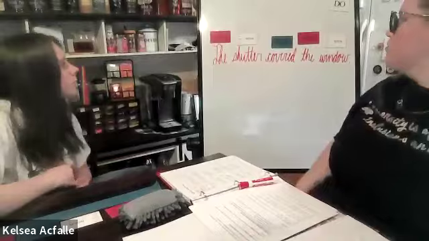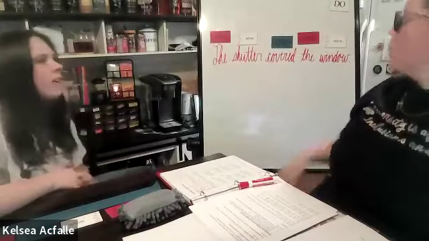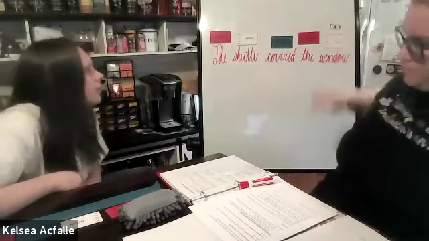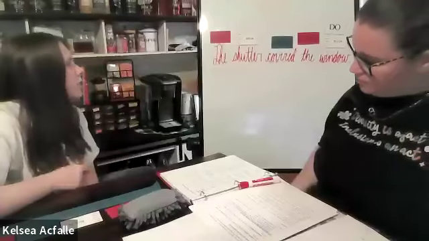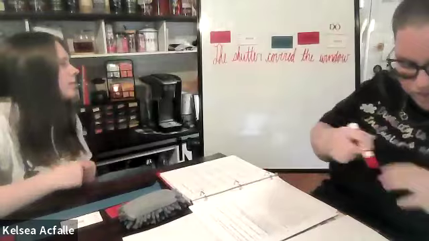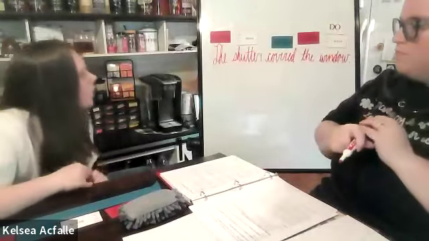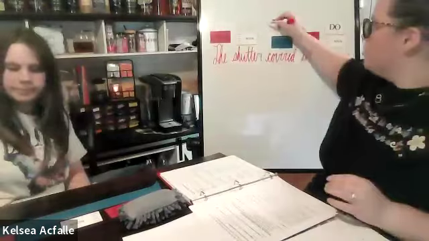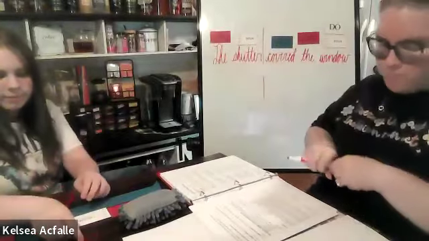Do we have a noun to receive the action of the action verb? Yes. Window. That's our direct object. Good. Where do we divide the sentence? Right in front of the action verb. Yep, before the action verb. Good. Okay.